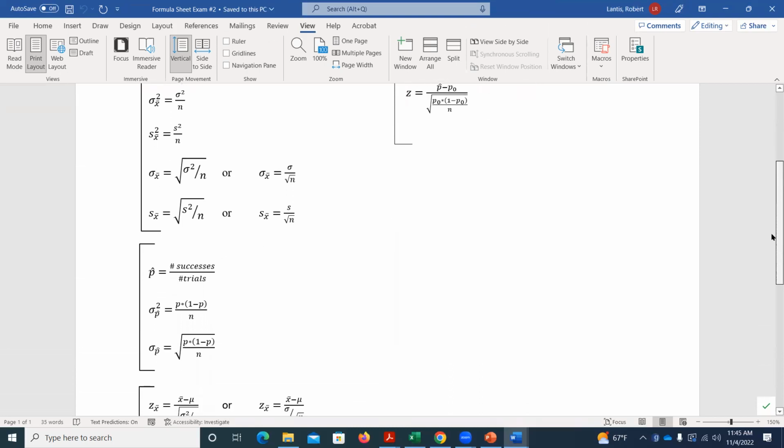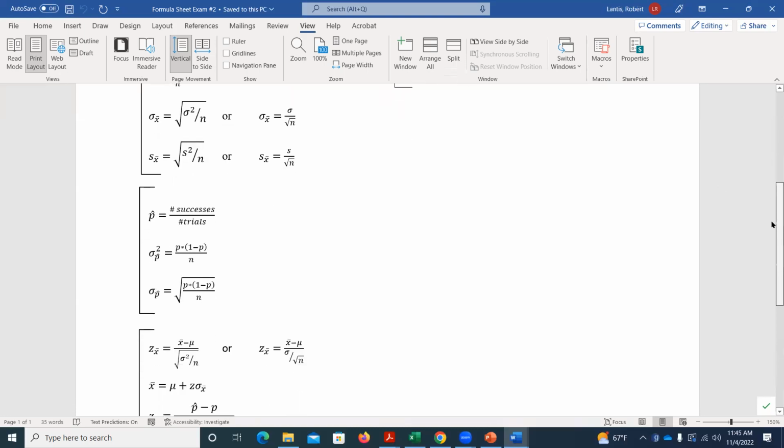What else do I want to say here? You may not use all of these equations per se, but they are good reminders, like, oh, here's the standard deviation of my sample proportions.